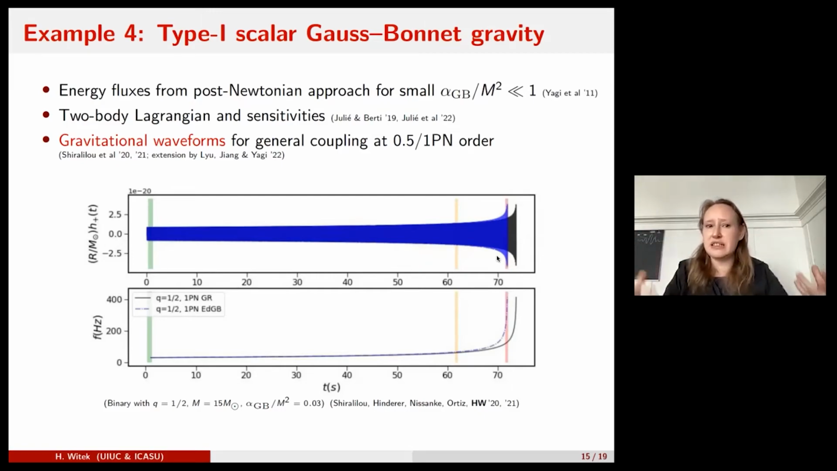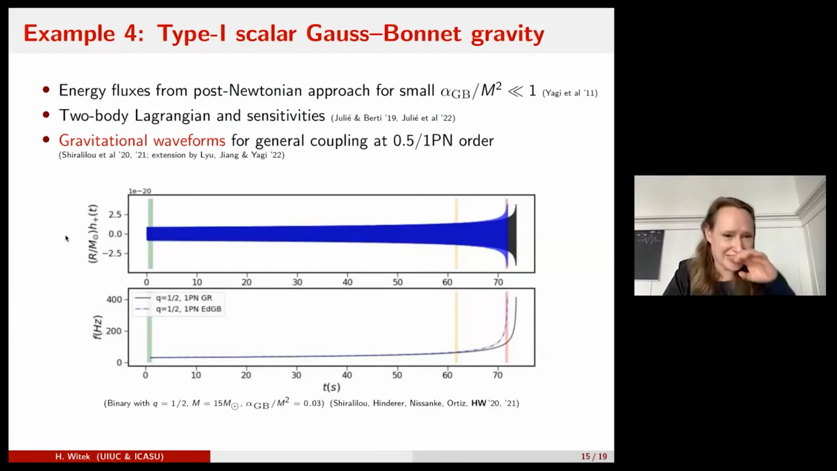The reason is connected to what I showed you before, that our black holes now carry scalar charges. So as they inspiral, scalar radiation is emitted that carries away energy from the system, and that then leads to a faster inspiral, a faster increase in the orbital frequency, which then also translates into a faster shift in the gravitational wave frequency. And this is precisely what we see here.